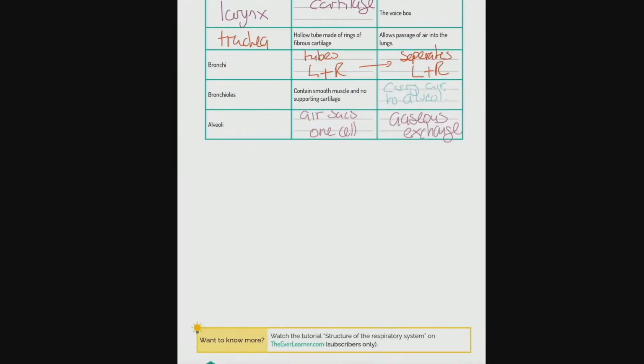The bronchioles contain smooth muscles and no supporting cartilage, so they're very delicate. They carry air to the alveoli. And then our alveoli themselves, what are they? They are air sacs, and they're very delicate. They're one epithelial cell thick, a partially permeable membrane. Why? Because they enable gaseous exchange. You can also say diffusion there. And of course, if you want to be specific, diffusion of products and reactants both into and out of the blood, the capillaries around the alveoli. So that's what we're talking about there.